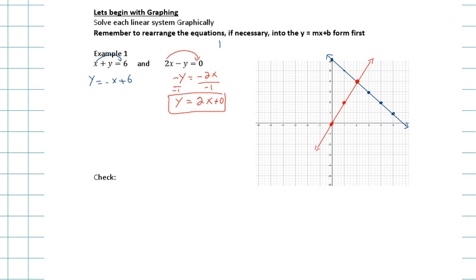So where's your POI? What's the POI? x is 2, y is 4. 2, 4, in brackets. Now, question for you guys. How are you differentiating between your lines?